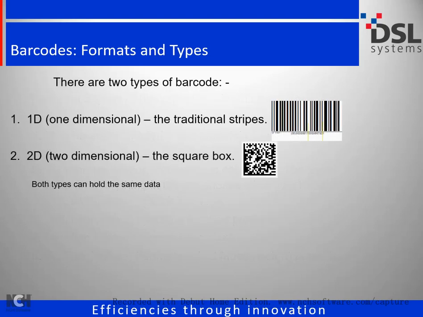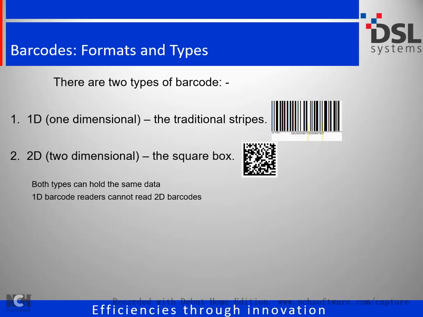So just first of all, let me explain that there are 2 types of barcode. One-dimensional barcodes, 1D barcodes, the traditional stripes, and secondly these 2-dimensional barcodes, the square box. But it's important to know that both types can hold the same data, and usually from about 10 to 40 characters.